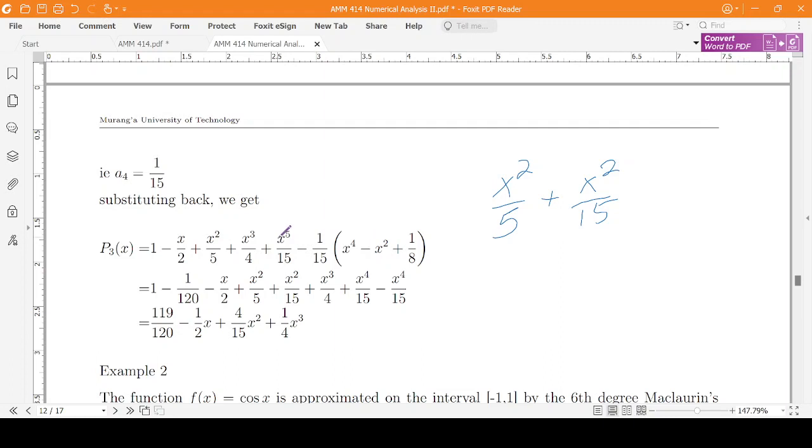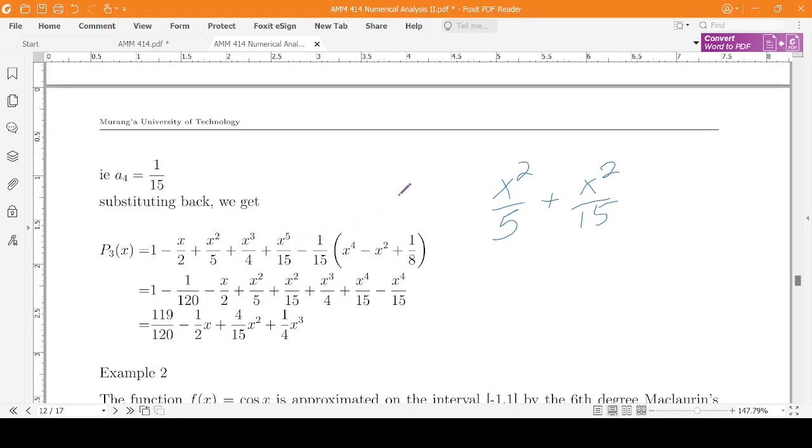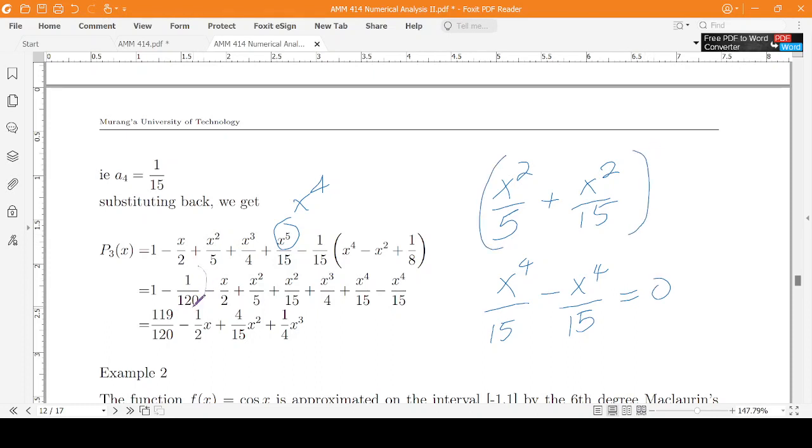Then for the degree 4, this one was degree 4, sorry. This one was x power 4, not 5. So we shall be having x power 4 divided by 15 minus x raised to power 4 divided by 15, and this will be 0. So you need to work out this quantity here, and this one.